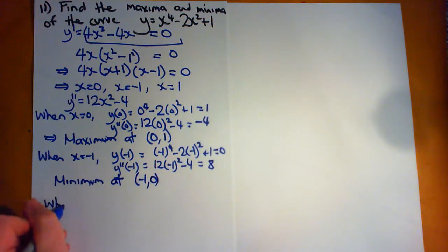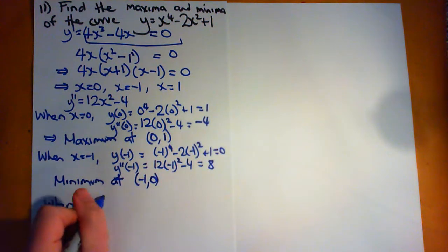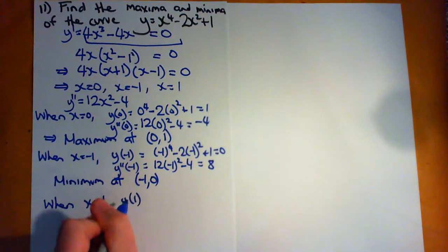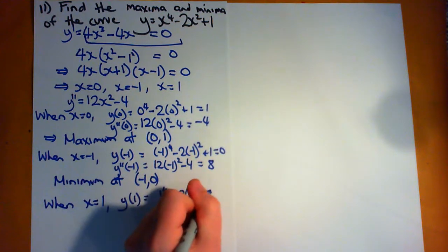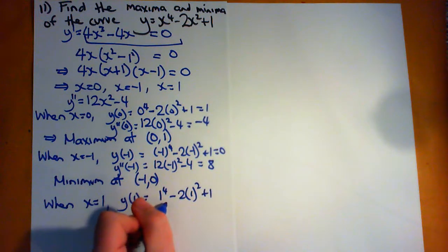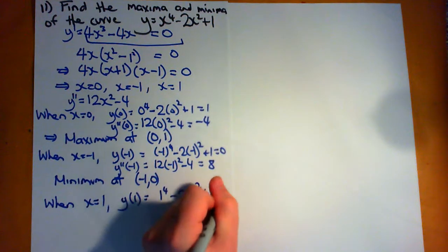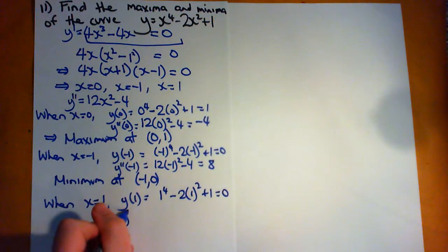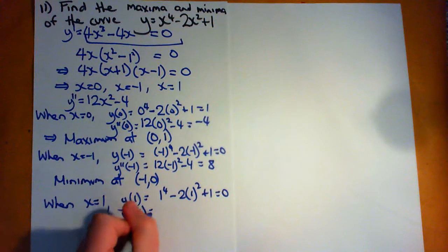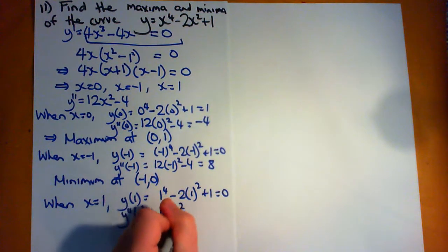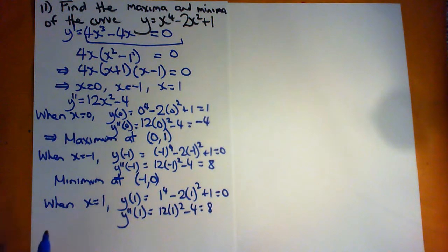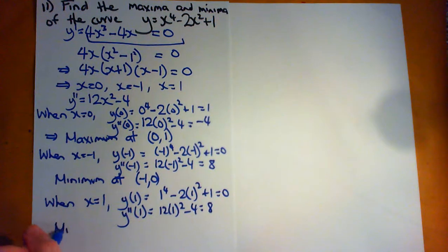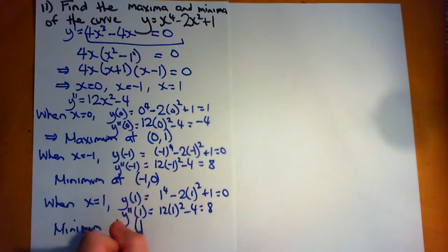And we need to do the same thing for x equals 1. So when x equals 1, y of 1 equals 1 to the power of 4 minus 2 times 1 squared plus 1. So we've got 1 minus 2 plus 1, which is 0. And the second derivative at 1 is 12 times 1 squared minus 4, which is 8. Okay, so that is again positive, the second derivative, which means it's another minimum at x is 1 and y was 0.